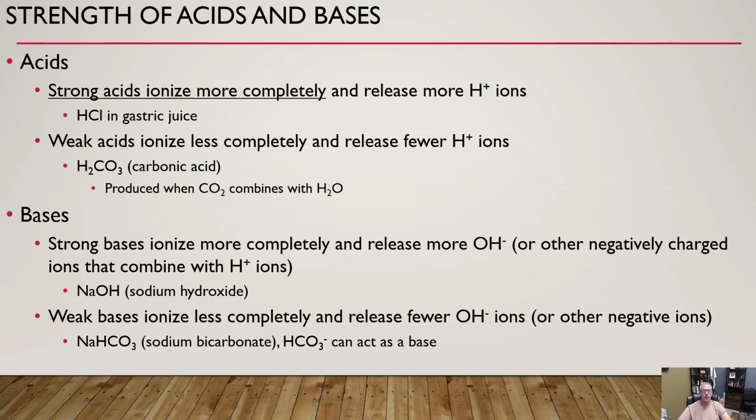All right, so acids. Remember, acids are anything that ionize in water and release hydrogen ions. So we can have strong acids and weak acids. Strong acids typically ionize more completely and they release more hydrogen ions. An example would be your gastric acid. Gastric acid, like I said, is a pH of 1.5 to 3, somewhere around there.